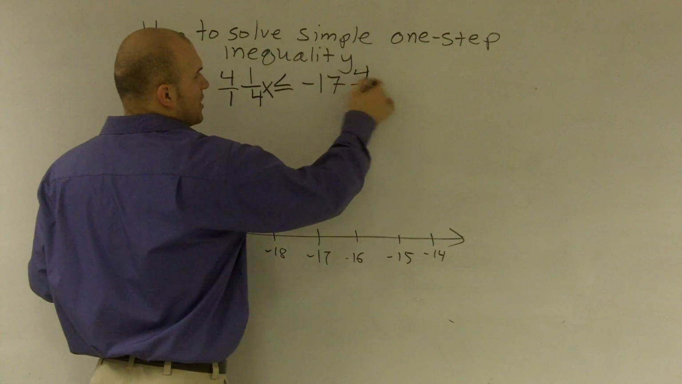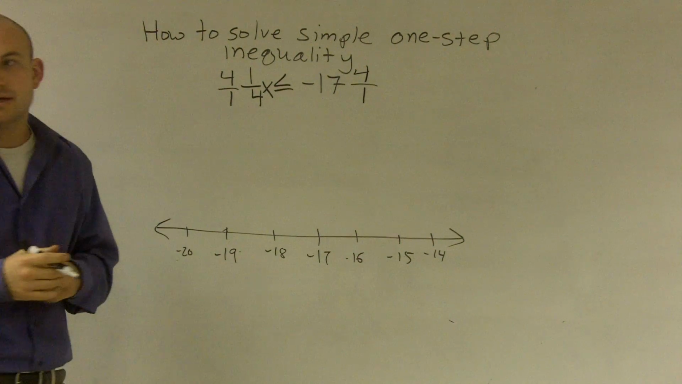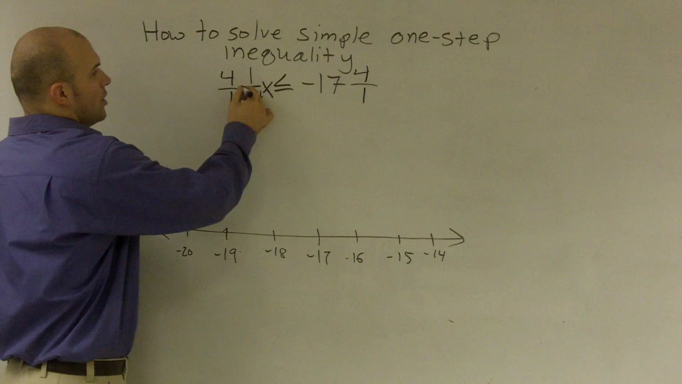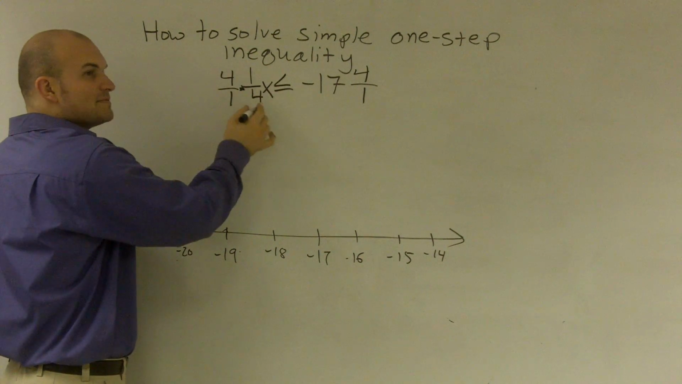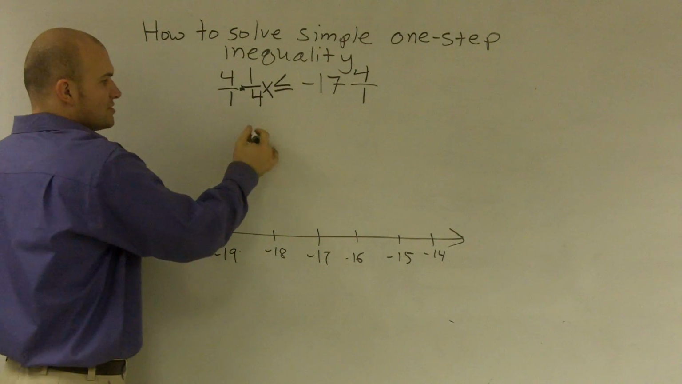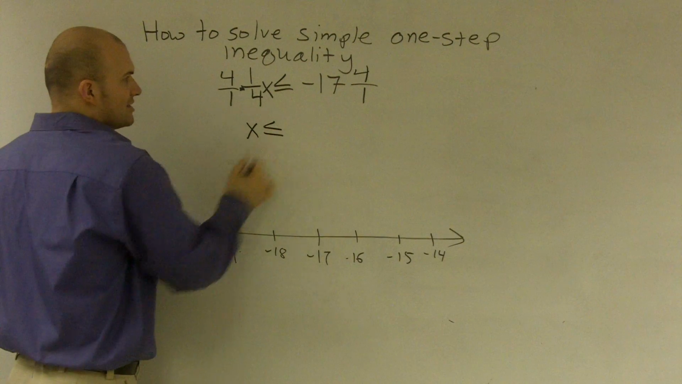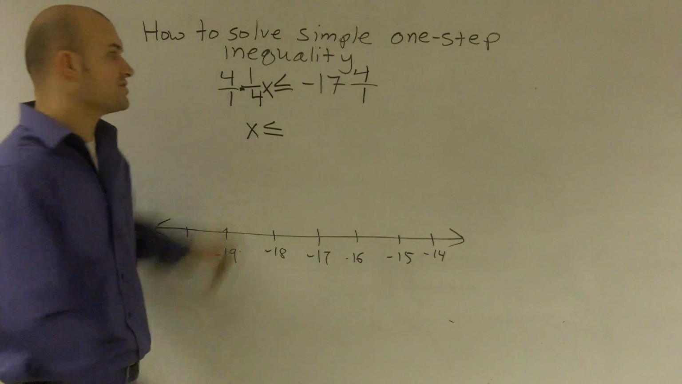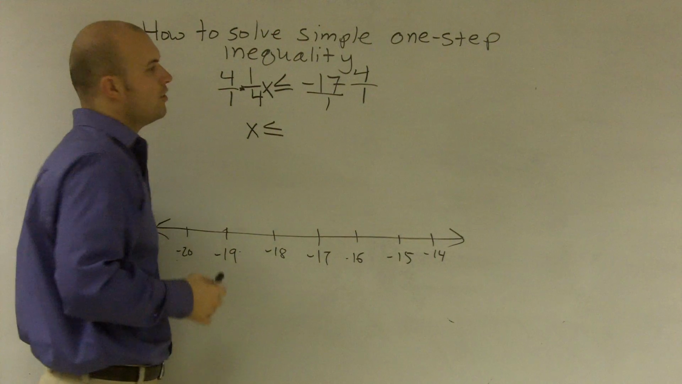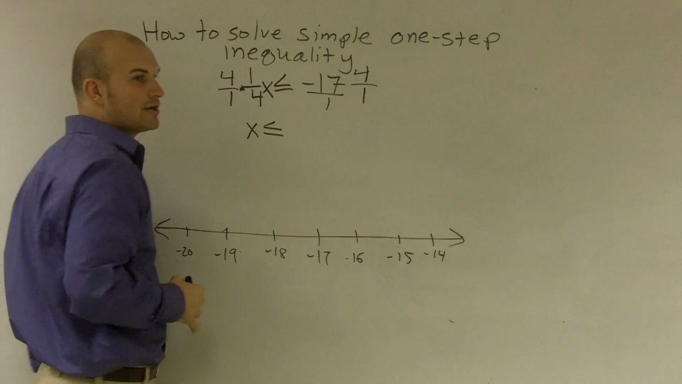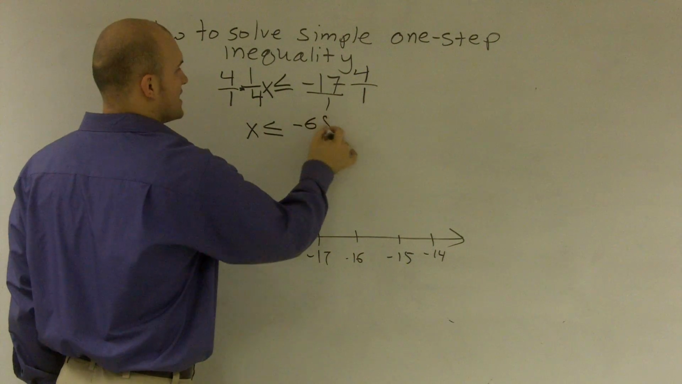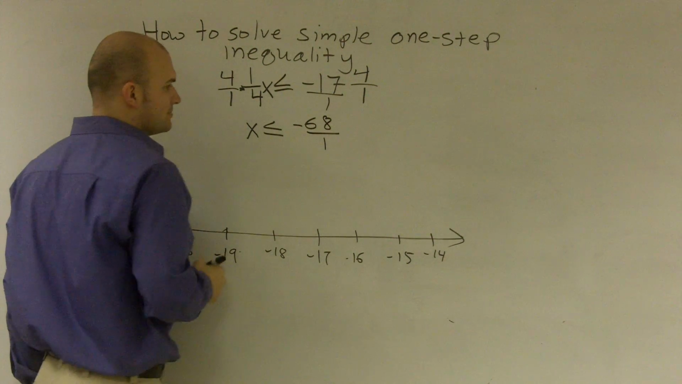So I multiply by the reciprocal on both sides because I'm using the multiplication property of equality. Well, 4 times 1 over 1 times 4 is 4 over 4, which is equal to 1. So I'm just going to be left with x is less than or equal to. And if I want to multiply a whole number times a fraction, I can change my whole number to a fraction and then multiply across. So negative 17 times 4 is 68, so it's negative 68 over 1.